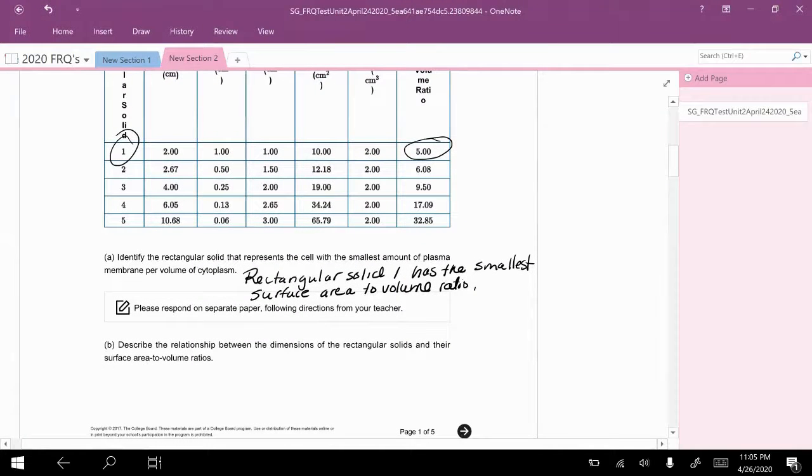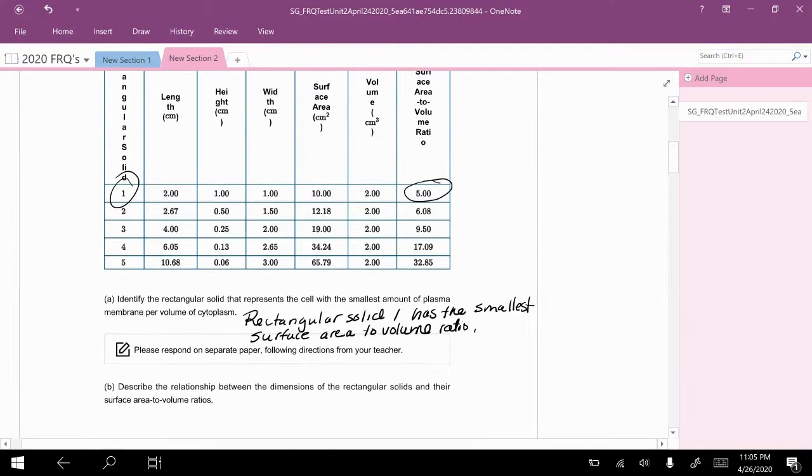All right, letter B, describe the relationship between the dimensions of the rectangular solids and their surface area to volume ratios. All right, so if I look at this, we have length, height, width. Here what's happening is the length is getting larger. Here the height, as we go down, is getting smaller. The width is increasing.